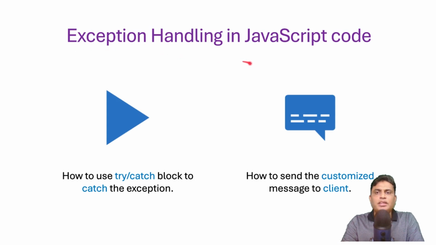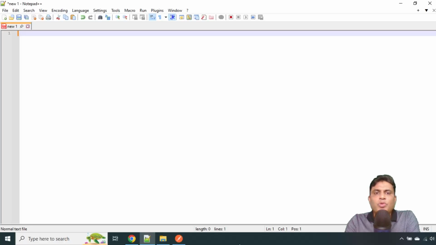Exception handling in JavaScript code. In this, we will see how we can utilize the try catch block to catch the exception, and also we will see how to send a customized message to the client. Now I'll modify the existing JavaScript code that we wrote earlier.